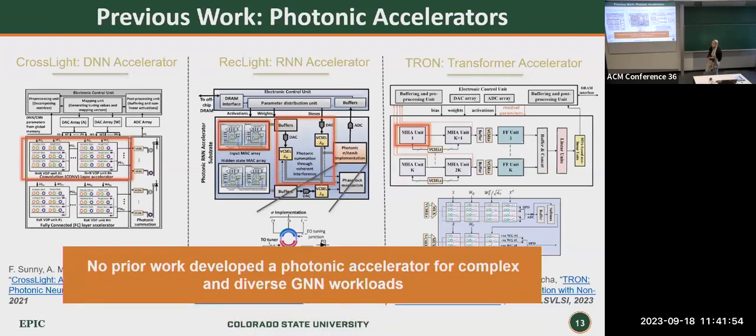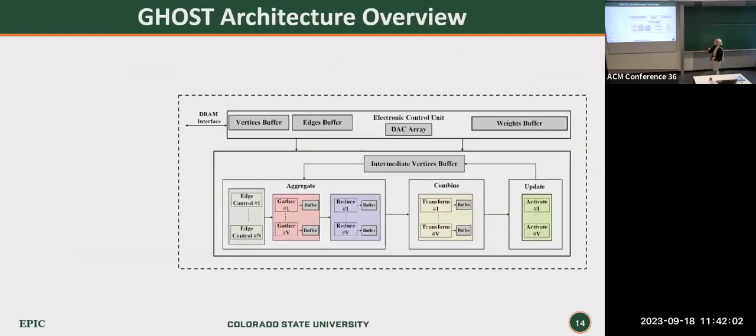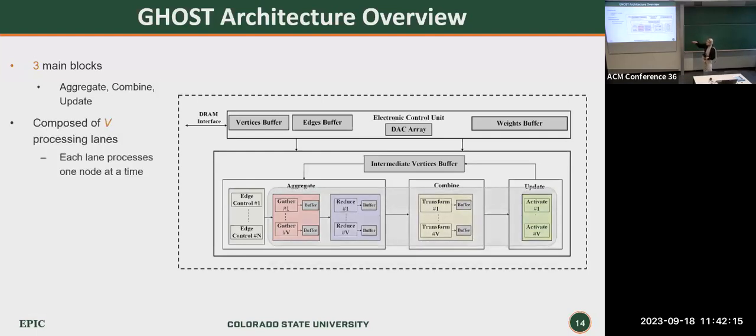Nevertheless, no prior work developed a photonic accelerator for the complex and diverse GNN workloads, till we are presenting now GHOST. So this is an architectural overview. The main architecture is divided into three main blocks, namely aggregate, combine, and update. And each block has its own units. The shaded units are divided up into V processing lanes. At any point in time, each lane is processing a single node from the graph. Accordingly, at any point in time, GHOST will be processing V nodes at a time.